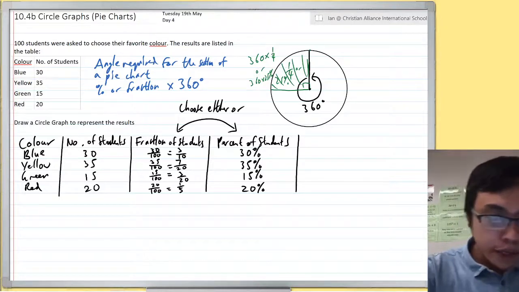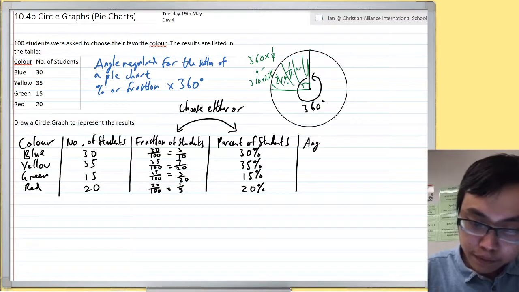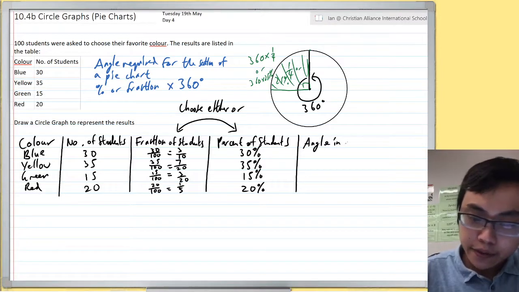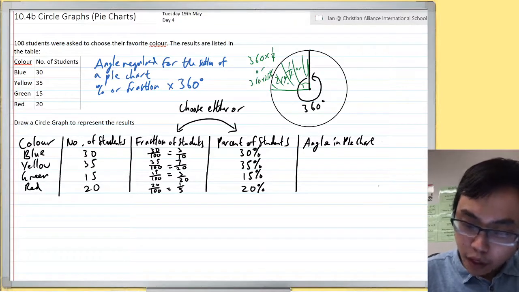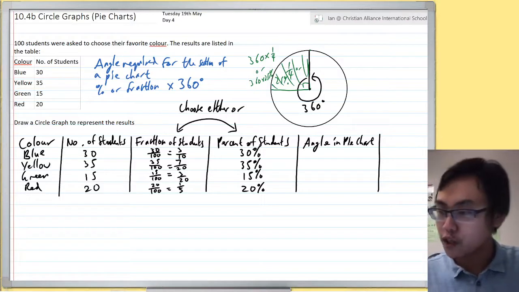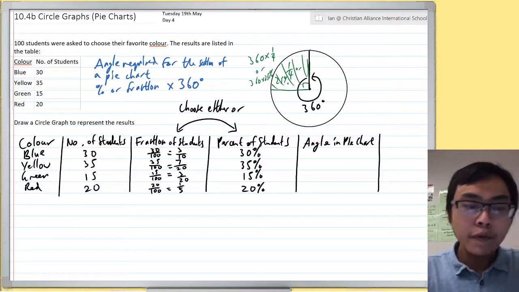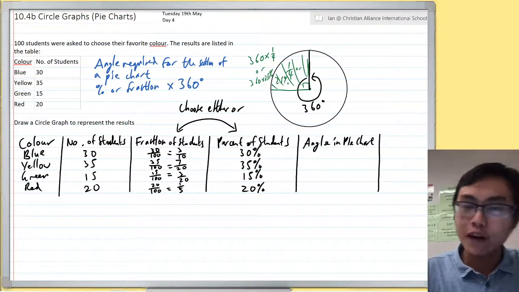So we're going to create a last column over here called angle in pie chart. Pie chart, circle graphs, they're both the same. I prefer using the word pie chart because that's what I was more familiar with. But remember, the actual name is circle graphs in the textbook.